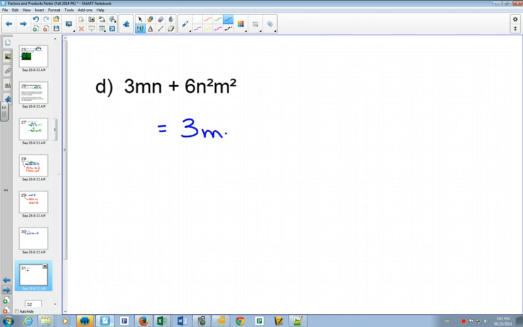You could take out a 3, an M, and an N. You'd be left with 1 plus 2M and N. And it wouldn't matter if you wrote MN or NM. It doesn't matter the order. Generally speaking, mathematicians will do them in alphabetical order.